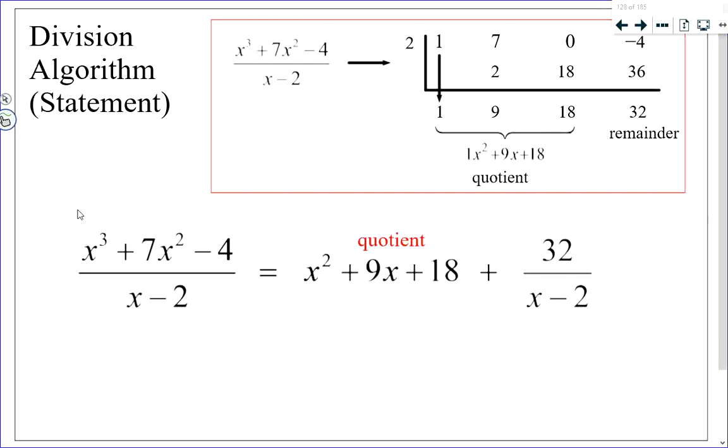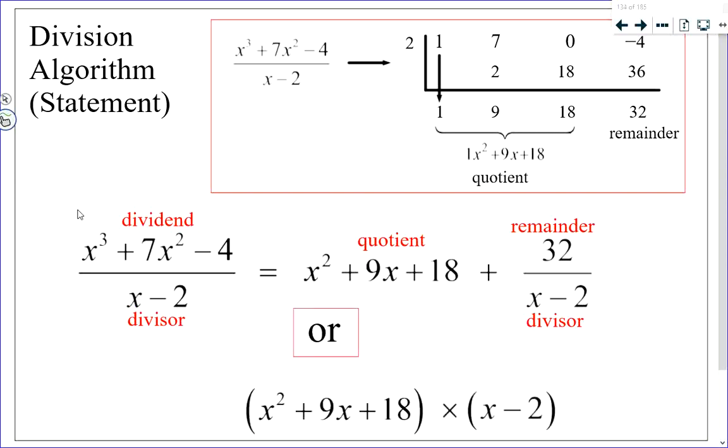And you need to know that this is called the quotient. This, of course, is the remainder. This is the divisor. This is the divisor as well. Very often, that x cubed plus 7x squared minus 4 is simply called the original polynomial that we're dividing by. But there is a mathematical word for it. It's called the dividend.